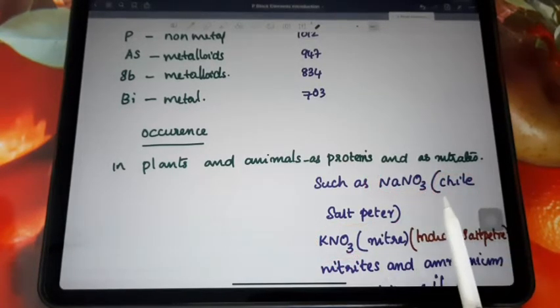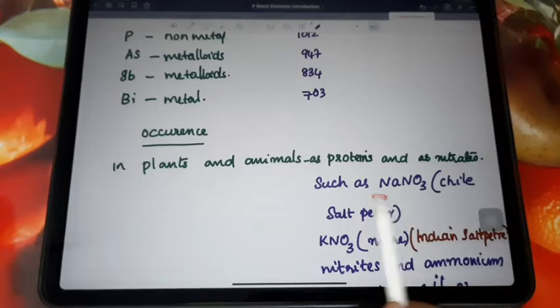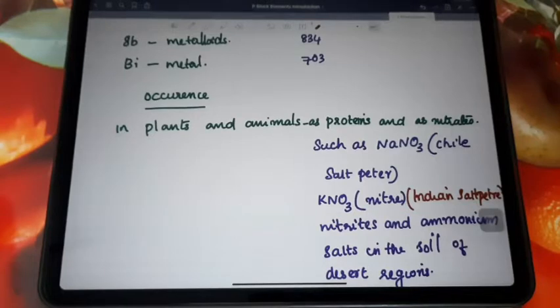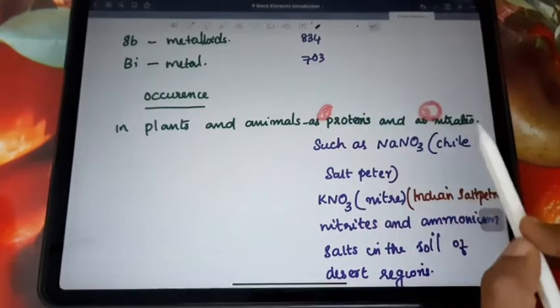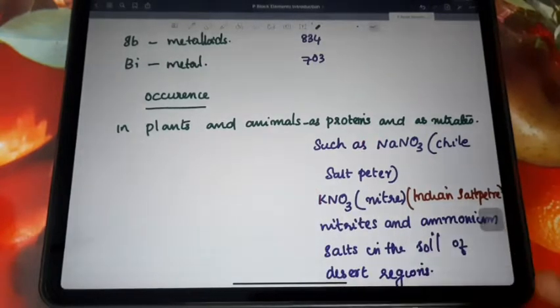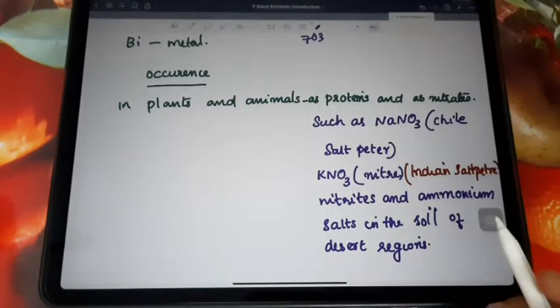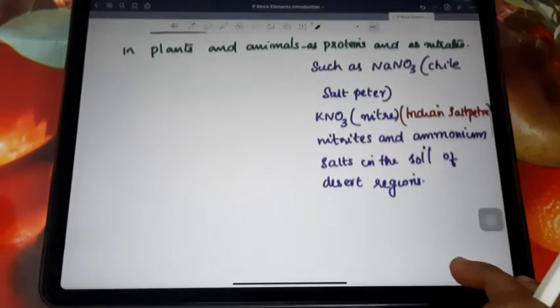Likewise, one question may come in the one word section: Chile saltpeter, what's the chemical formula? NaNO3. The next one, potassium nitrate, is Indian saltpeter. Niter is also one common name. So in plants and animals, nitrogen exists either in the form of proteins or in the form of nitrates. When it occurs as nitrate, it exists as sodium nitrate and potassium nitrate, and also as ammonium salts in the soils of desert regions. Likewise nitrogen exists in the earth's crust.